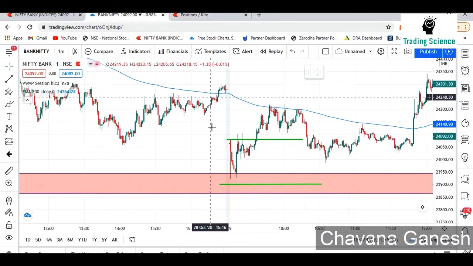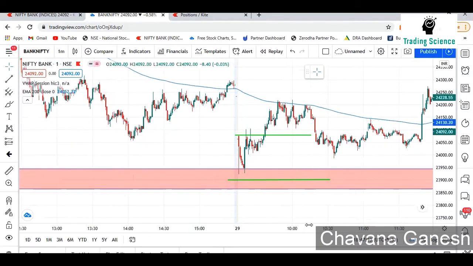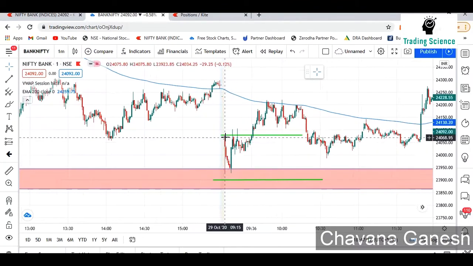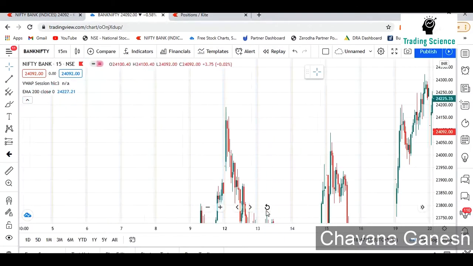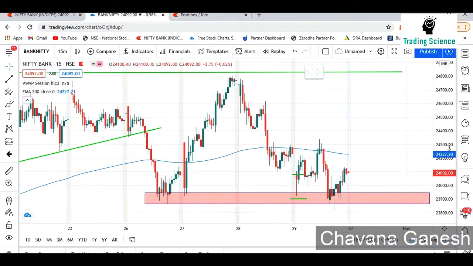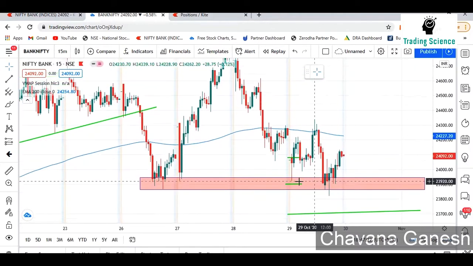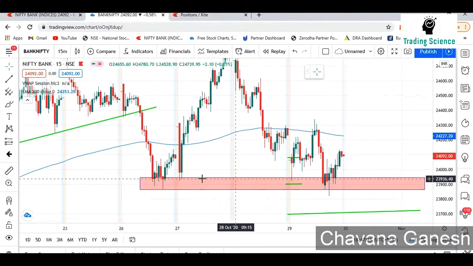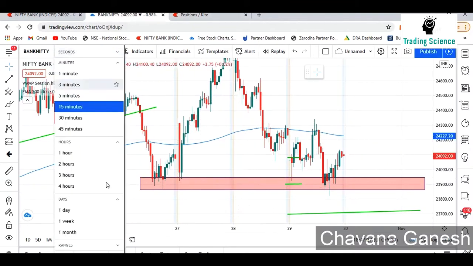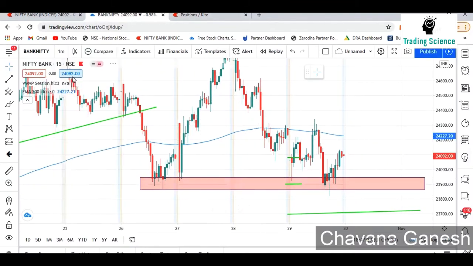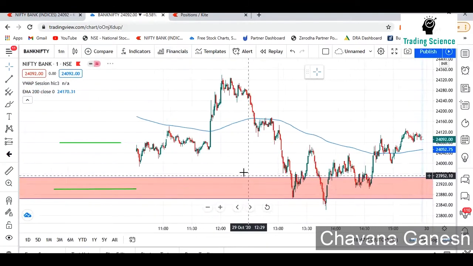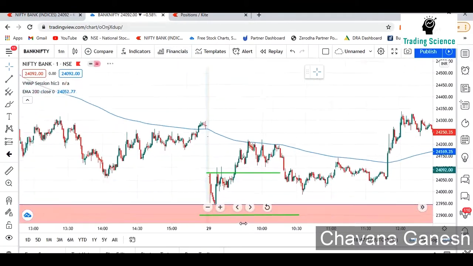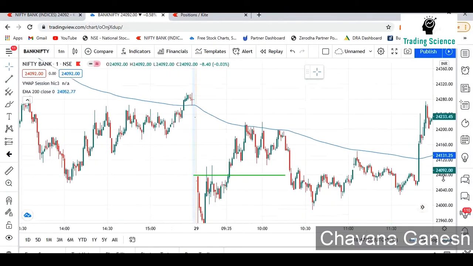Let's see, the market opens with a gap up. After opening, it's completely negative. When I see this negative candle, if you go to the 15-minute time frame, you can see there is a support at this level. This is where I decided to short PE. You can see when it reaches the support level, I try to short PE over here.